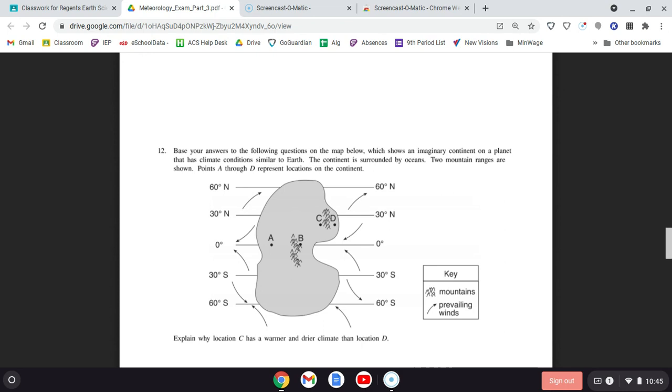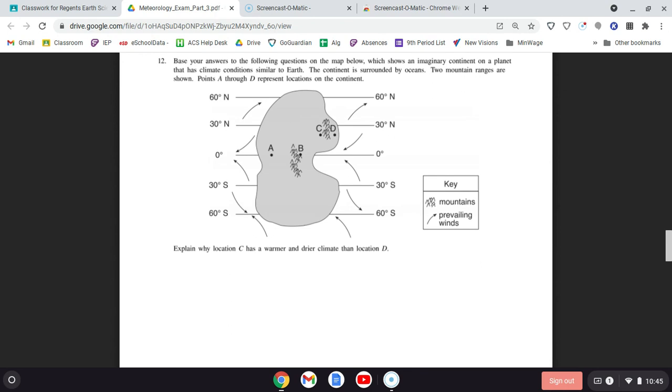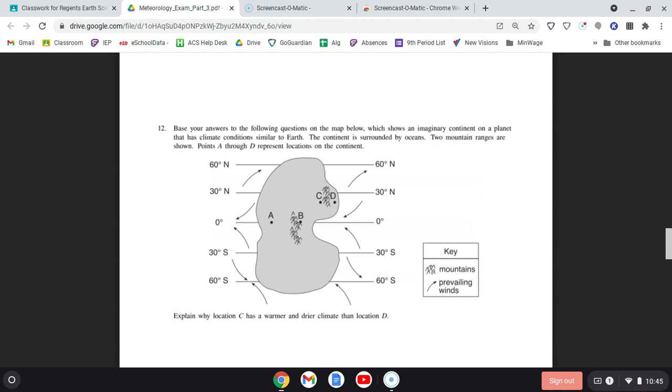Number 12, base your answers to this map below, which shows an imaginary continent on a planet that has climate conditions similar to our Earth. The continent is surrounded by oceans, and 2 mountain ranges are shown. Points A through D represent locations on that continent. Explain why location C has a warmer and drier climate than location D. Why is C, on one side of the mountain, warmer and drier than location D?